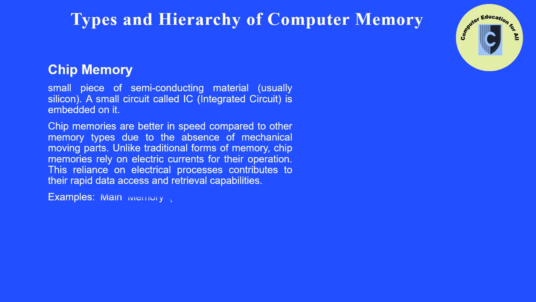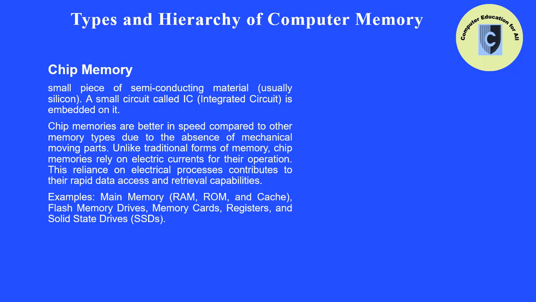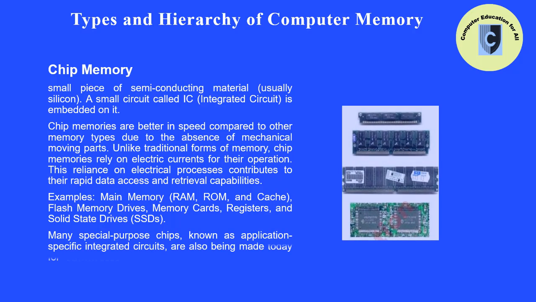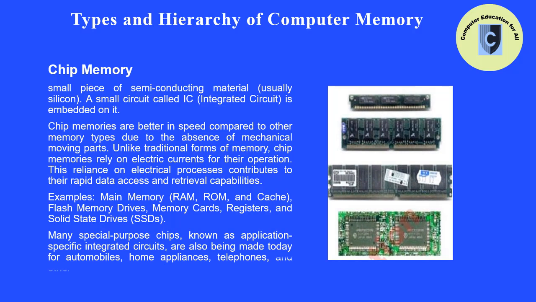Examples of chip memory are main memory, RAM, ROM, and cache, flash memory drives, memory cards, registers, and solid-state drives, SSDs. Many special-purpose chips, known as application-specific integrated circuits, are also being made today for automobiles, home appliances, telephones, and other devices. Different types of chip memory devices are shown in Fig. 1.38.